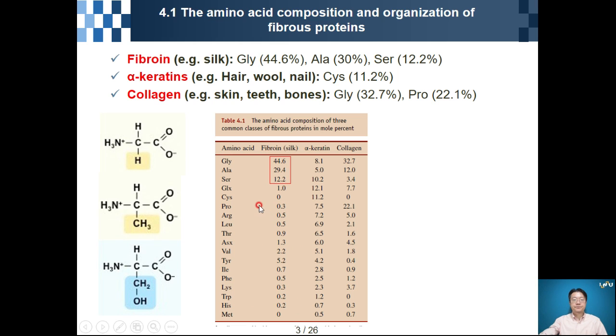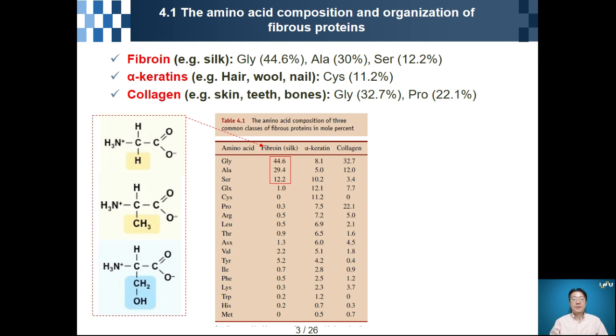For example, cysteine is nearly 0% in fibroin, and methionine is also 0%, and the other amino acids are also at very low percentages. But you see glycine, alanine, and serine are the main components of fibroin. So what is the common characteristic of glycine, alanine, and serine? The common characteristic is their side chain. The size of their side chain is very small. We will see some detail in the next slide.